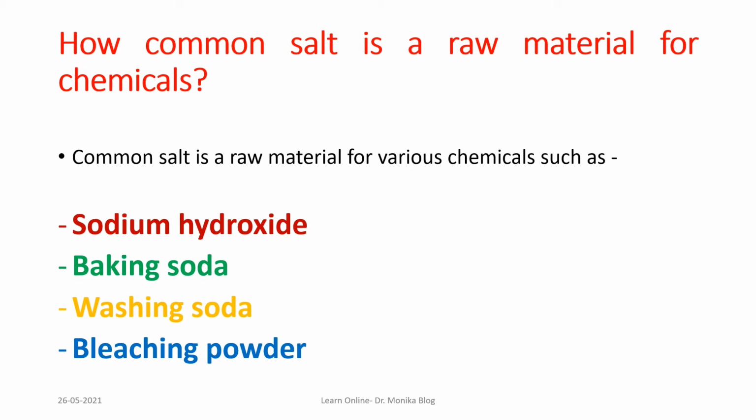Common salt is a raw material for different chemicals. Common salt, that is NaCl, sodium chloride, is a raw material for different chemicals. What are the different chemicals for which common salt is a raw material? Such as sodium hydroxide. Second, baking soda. Third one, washing soda. Fourth one, bleaching powder. So next we are going to discuss one by one in detail.